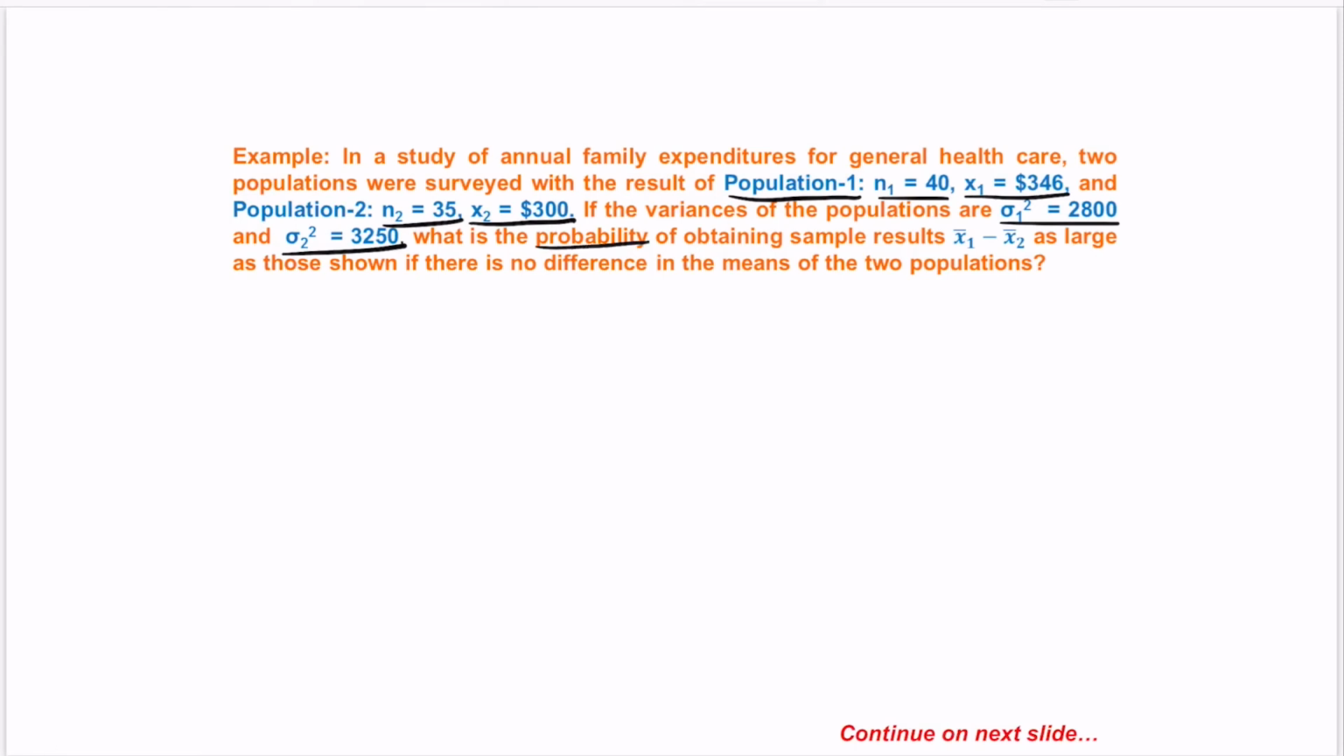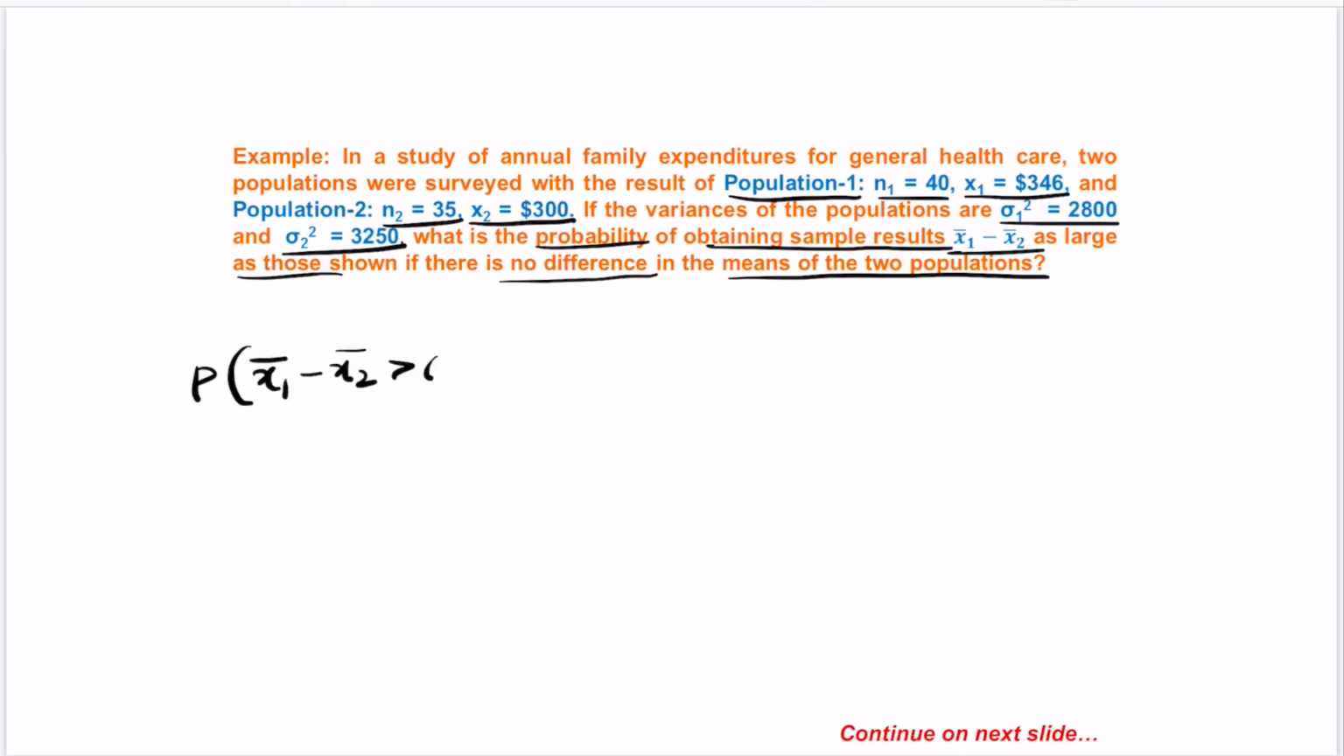Now what is the probability of obtaining the sample results x1 bar minus x2 bar as large as those shown if there is no difference in the means of the populations? So what they are asking basically is to find the probability of x1 bar minus x2 bar greater than 0. Now how do you find this? Basically put x1 bar minus x2 bar as 0 and try to calculate the z value.